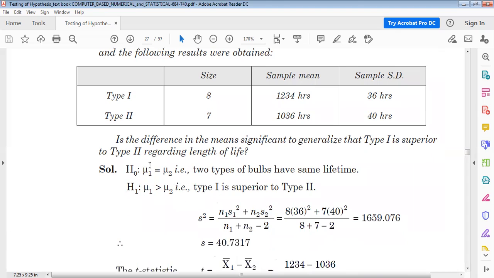So the null hypothesis is mu1 equals mu2. That means type 2 bulbs have the same lifetime, mu1 equals mu2. So what will the alternate hypothesis be?